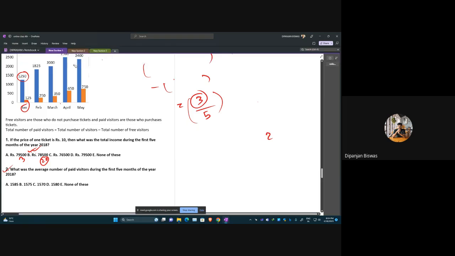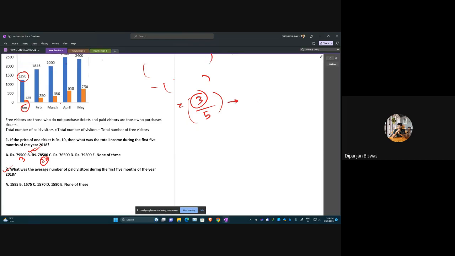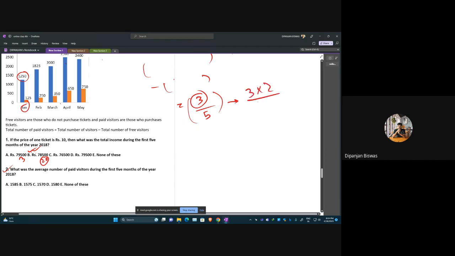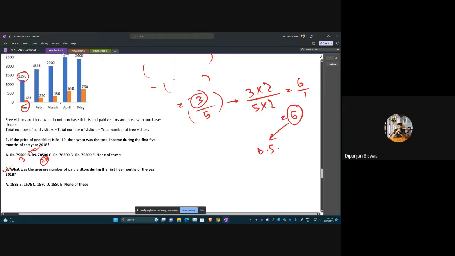Again, why are we doing this? To get 10 in the denominator. Why 10? Because 10 has a DS of 1. So if we multiply by 2 on both sides, we'll get 6 here and 1 here. So 6 should be the DS of the average of the paid visitors for all of the months. Let us try to find 6 in here.